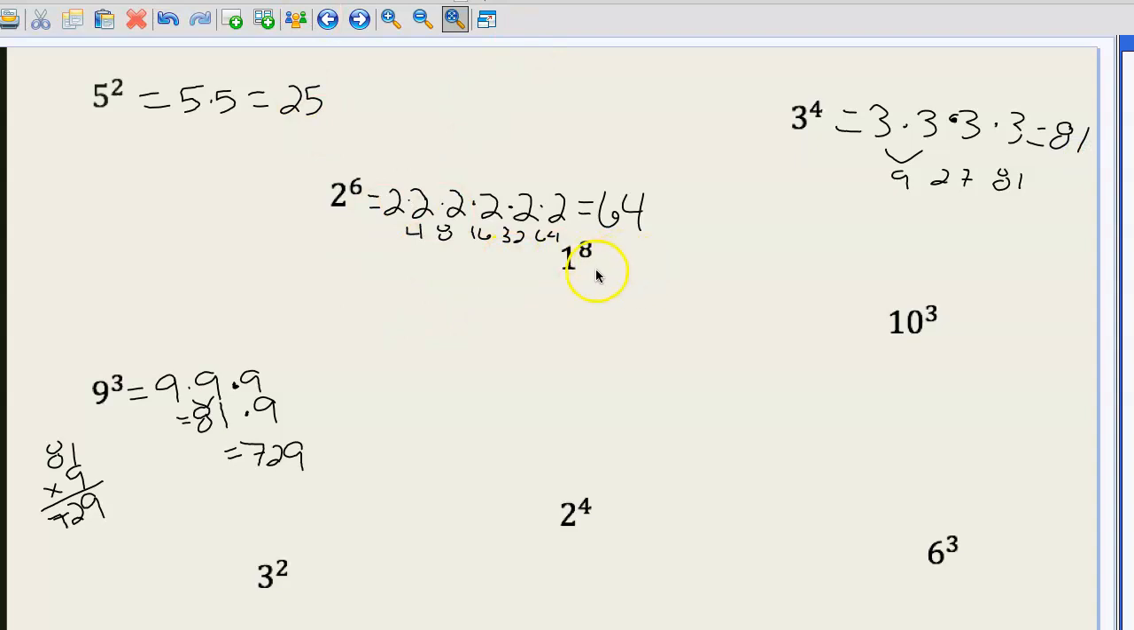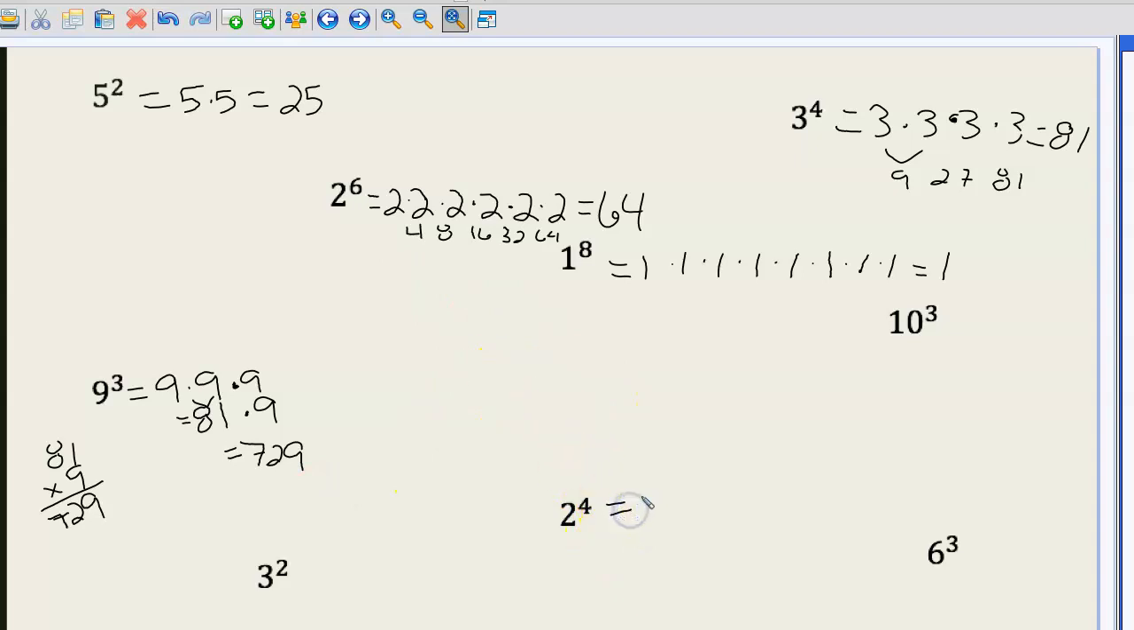Okay, let's talk about 1 to a power. This is literally 1 times 1 times 1 times 1 times 1 times 1. Guess what? It's just 1. 1 times 500,000 would still just be 1, because 1 times 1 is 1.